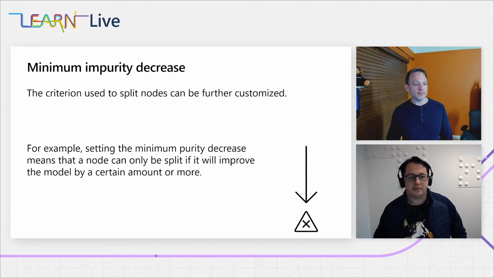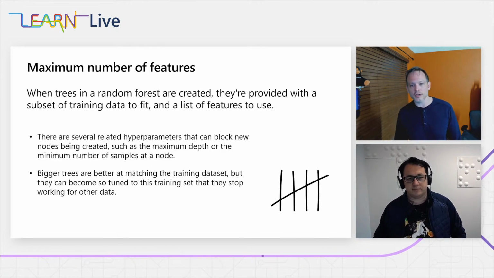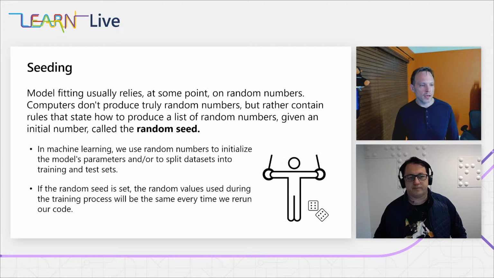We can change the number of individual features. We talked about that. We actually did do that in our previous exercise. How many features are we going to include in each tree?